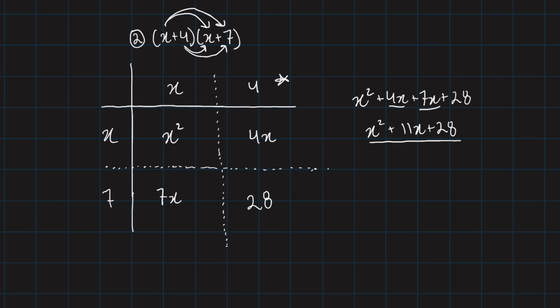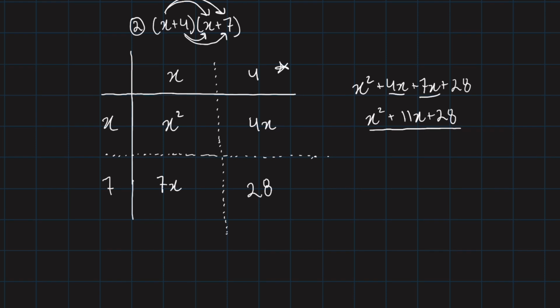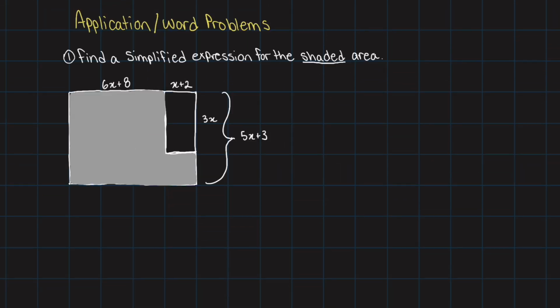Alright, now for the last section of this video, we are going to be applying what we learned to some basic word problems. We have a rectangle here, and some of it is shaded, and there's a portion that's unshaded. And we have to find a simplified expression for the shaded area. There are a few different ways to do this, but the way that I'm going to go about it is finding the area for the entire rectangle and then just subtracting the unshaded part from that rectangle to find the area of the shaded rectangle, okay?